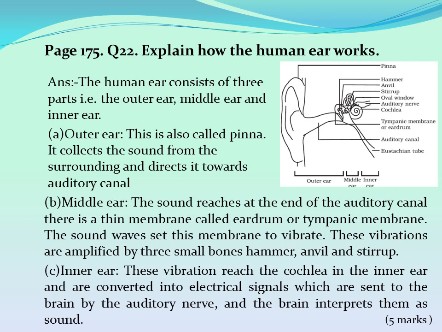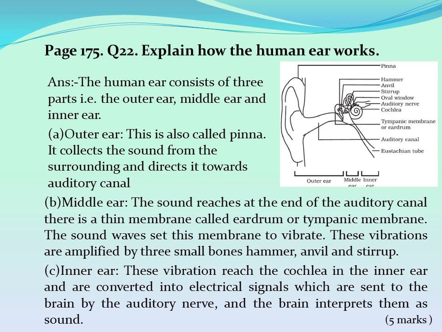Page number 175, question number 22. Explain how the human ear works. Answer. The human ear consists of three parts. That means the outer ear, middle ear and inner ear. A. Outer ear. This is also called pinna. It collects the sound from the surrounding and directs it towards the auditory canal.